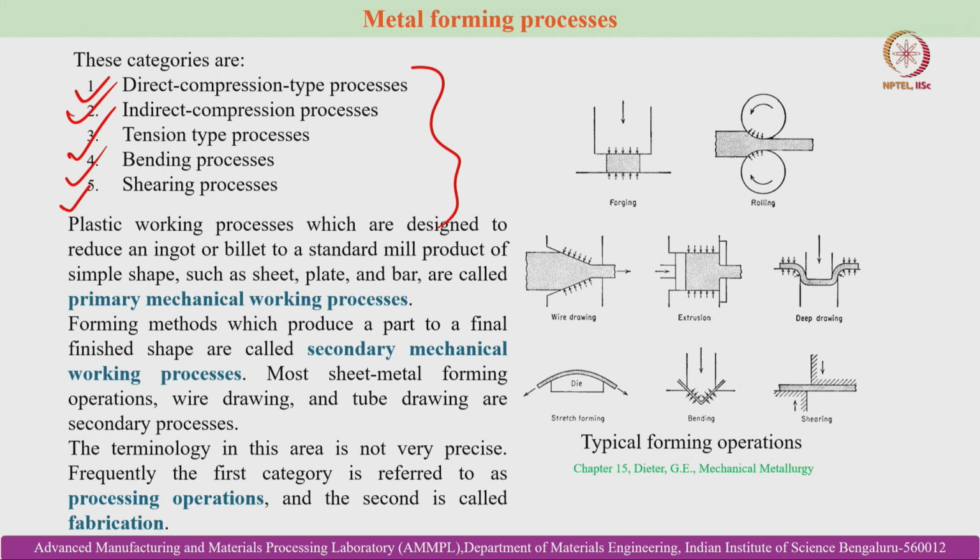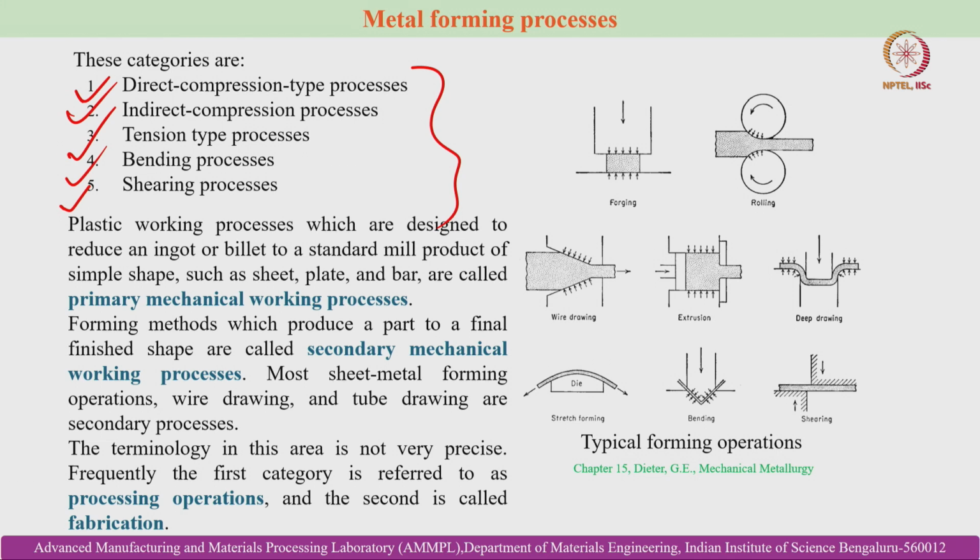Plastic working processes which are designed to reduce an ingot or billet to a standard mill product of simple shape such as sheet, plate and bar are called primary mechanical working processes, and forming methods which produce a part to a final finished shape are called secondary mechanical working processes. Most sheet metal forming operations, wire drawing and tube drawing are secondary metal working processes. The terminology in this area is not very precise. However, frequently the first category is referred to as processing operations and the second category as fabrication. That is why we say sheet metal fabrication.